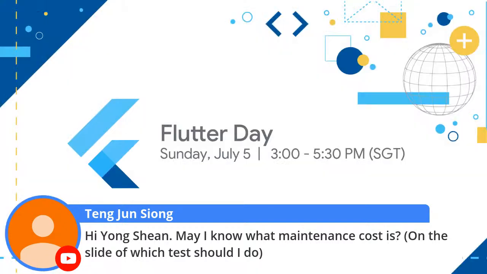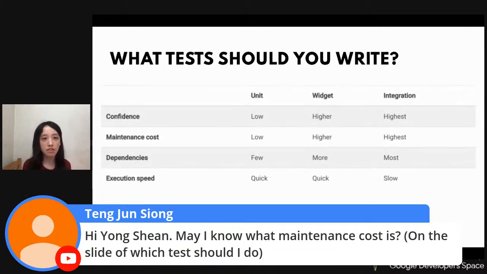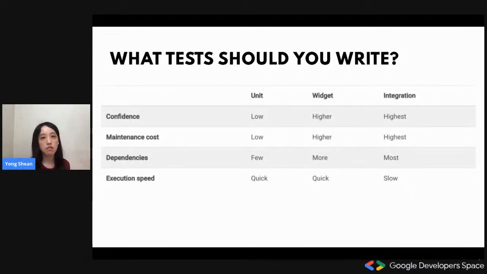For unit test is the lowest because when you have written a small function, the cost is low, because you are unlikely to make changes to all the smaller functions. But if you are writing widget tests, it is higher because in one widget, you might call several smaller functions, or it might contain some child widgets. So when your widget has changes, then you probably have to make changes to your widget test as well.